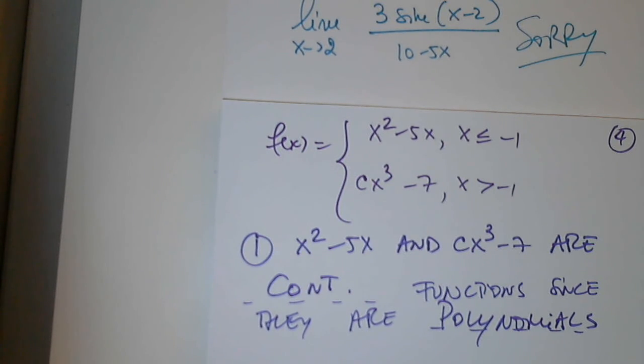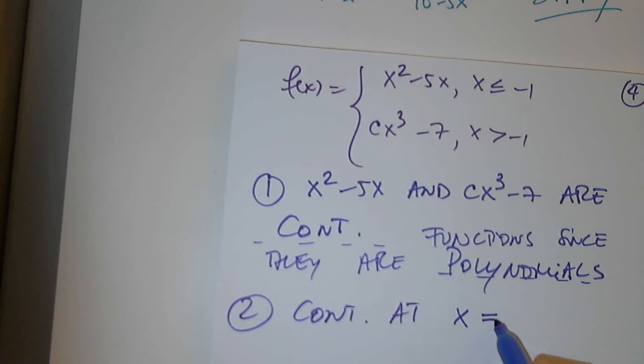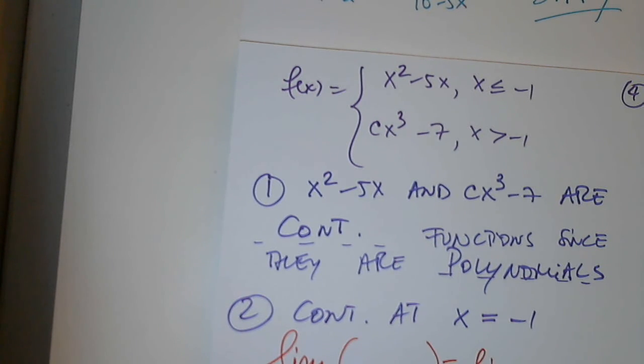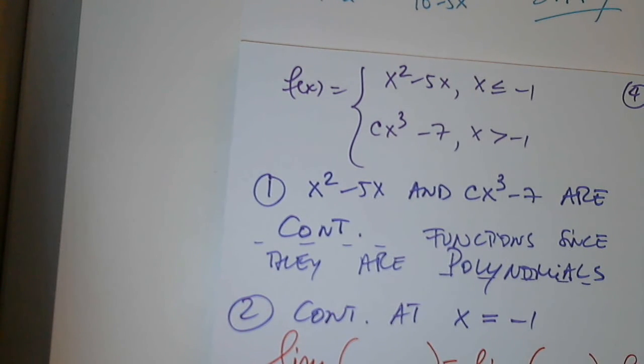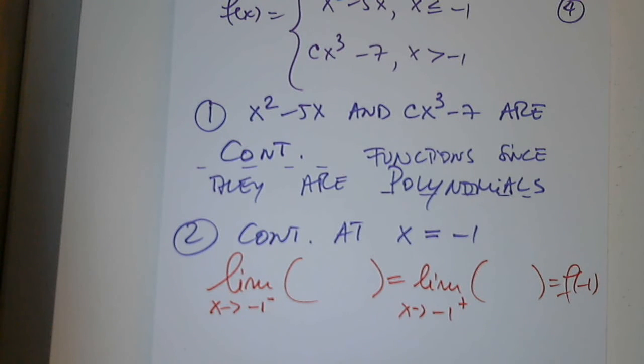Perfect. Now the next step is indeed continuity at x equals -1. And now I have to write a definition of continuity. It's the limit of f of x as x approaches -1 from the left, and I should put that particular branch, must equal the limit as x approaches -1 from the right, and I should put that particular branch, and that must equal f of -1. This will be good enough.